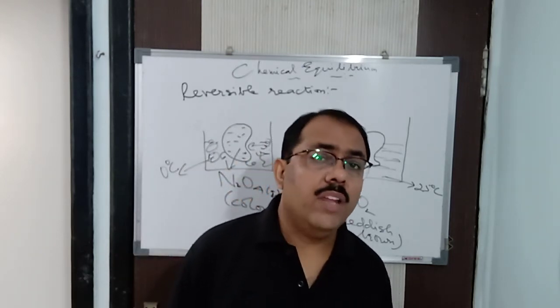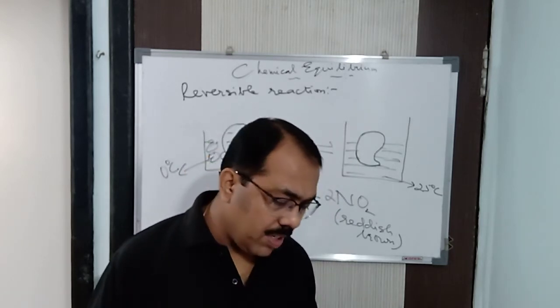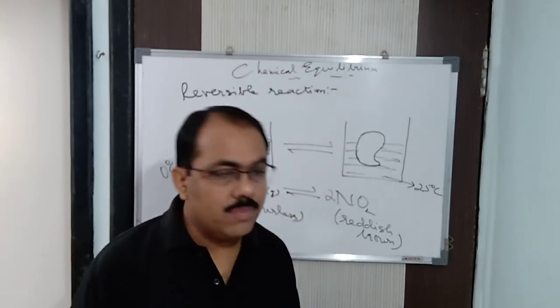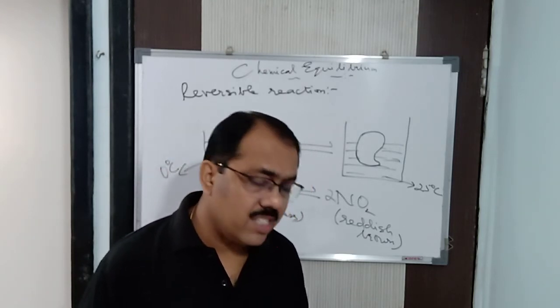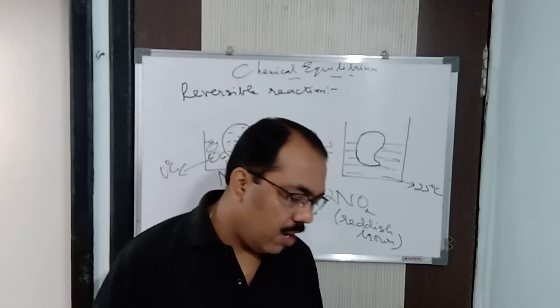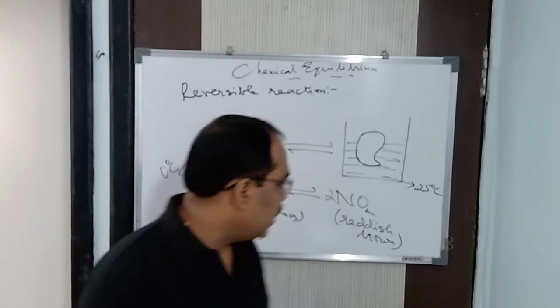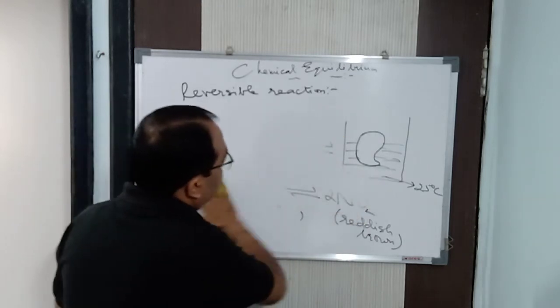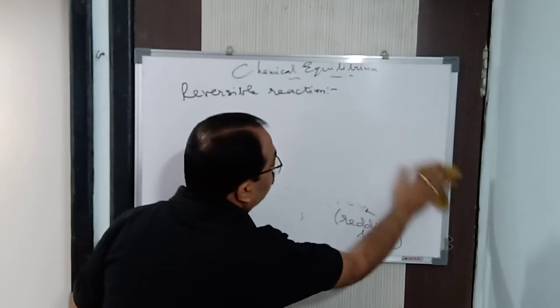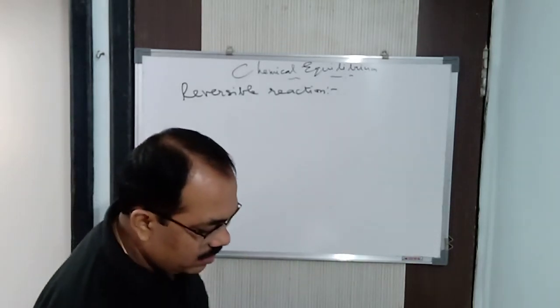So remember, when a reaction attains equilibrium, the observable properties become constant, and the reaction is always dynamic in nature. How can we explain that the reaction is always dynamic in nature? For that purpose, we will take 2 cups. Alright, 2 cups we will be taking.